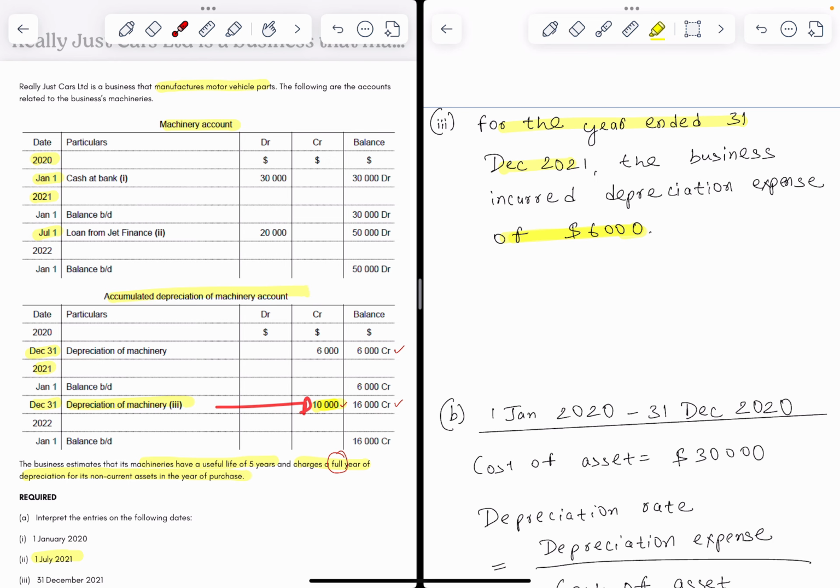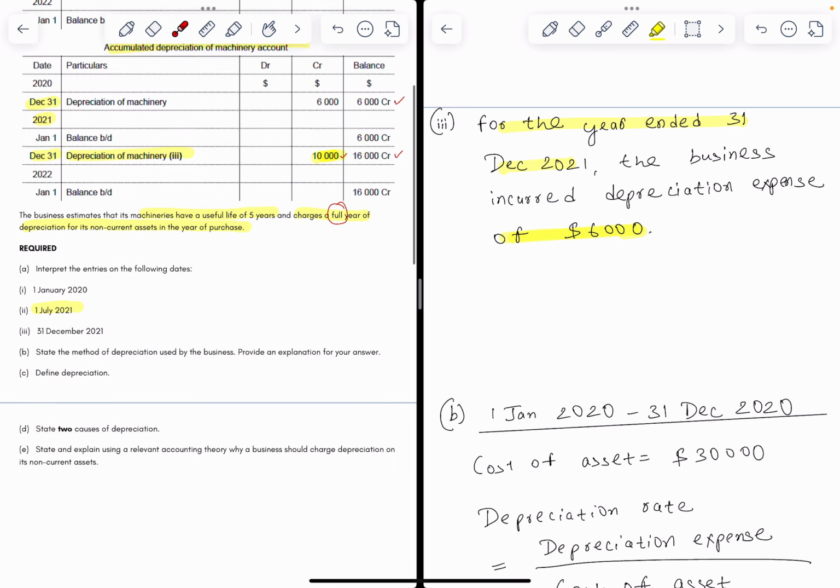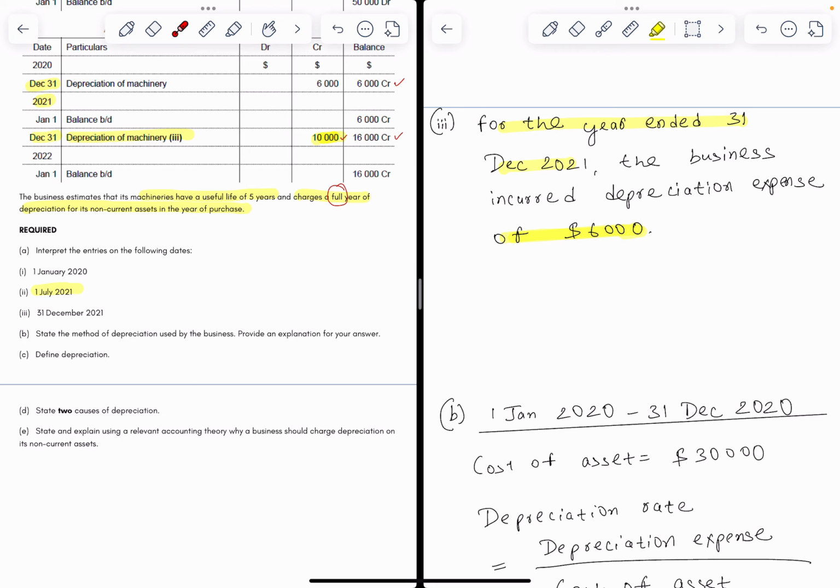All right. So let's look into Part B. State the method of depreciation used by the business and then provide an explanation for your answer. All right.